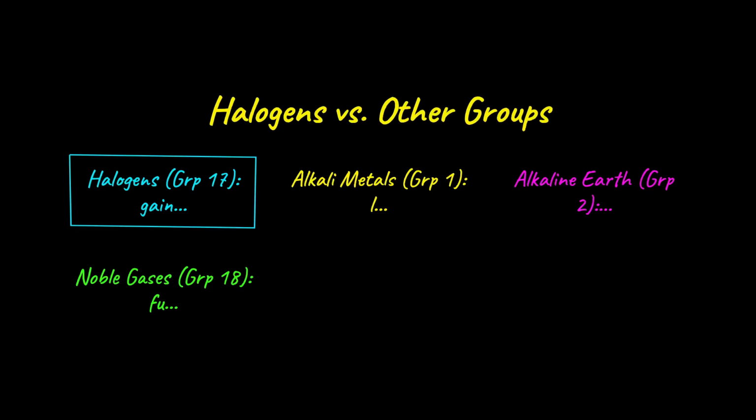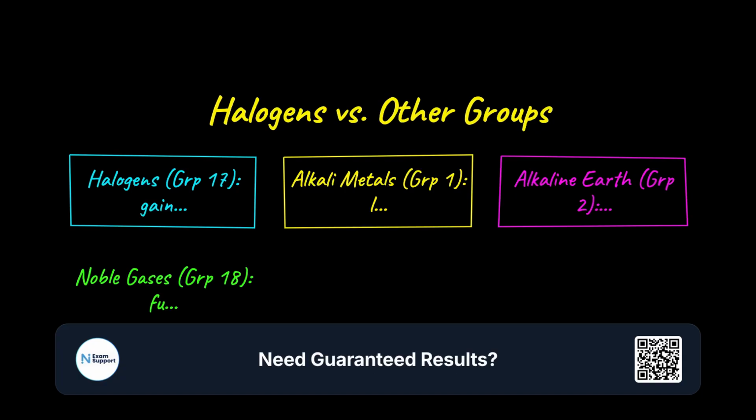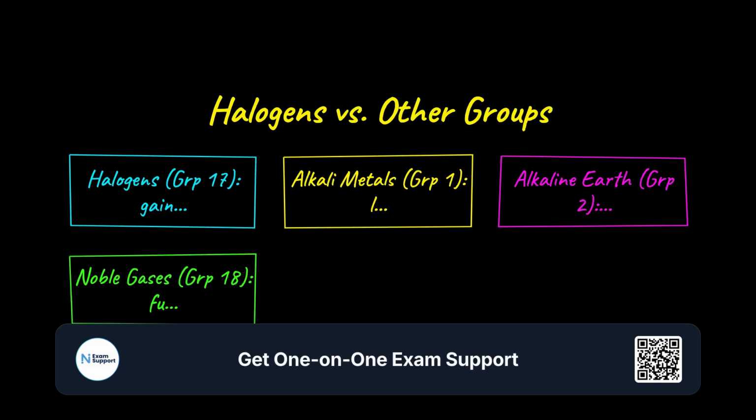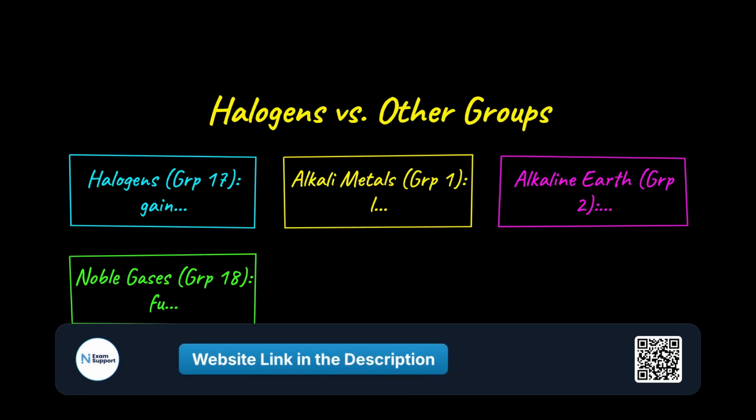Contrasting the halogens with neighboring groups reveals the underlying logic of the table. Alkali metals in group 1 lose 1 electron eagerly, forming +1 ions. Alkaline earth metals in group 2 lose 2 electrons. Noble gases in group 18 already have full shells and react with almost nothing, the chemical opposite of halogens.